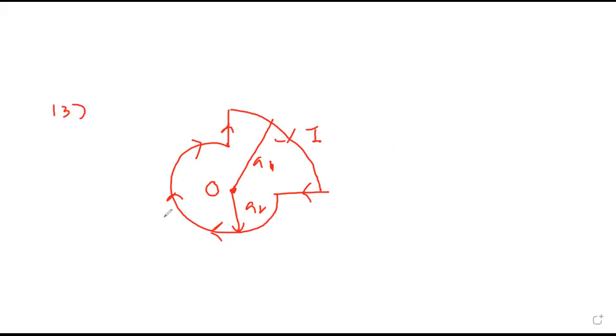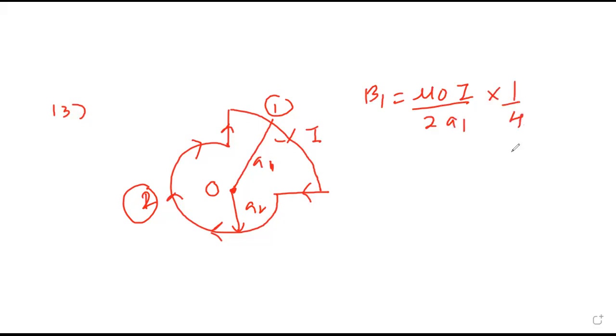So my formula for this first conductor, they have named the bigger one as second, will be 3/4 of total, and the first one will be 1/4 of total. So can you say B1 is mu naught I upon 2 times its radius A1, but it is 1/4 of total, correct? Yes, sir. What is the direction, inward or outward? Clockwise means inward.